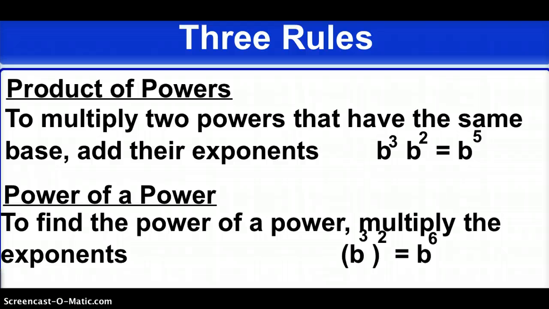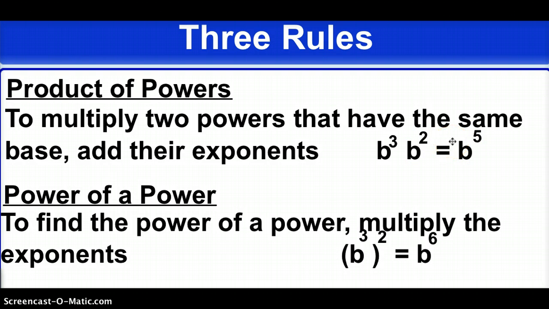We have three rules when we're dealing with these things. First thing is the product of powers. If you're going to multiply two items together that have an exponent, if they have the same base, then you would just simply add their exponents. So that's what we're talking about with this. You notice we have a base of b in both cases, so b to the third power times b to the second power means we're going to add the exponents. So it's b to the fifth.